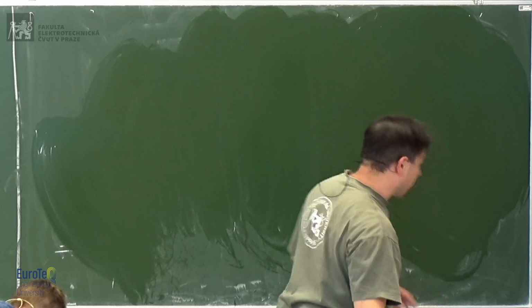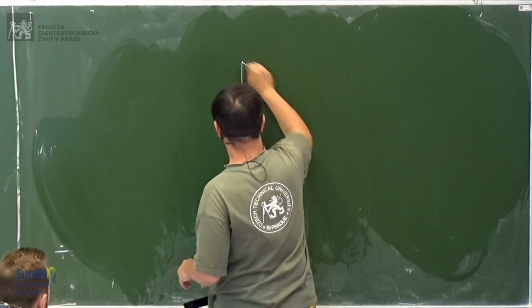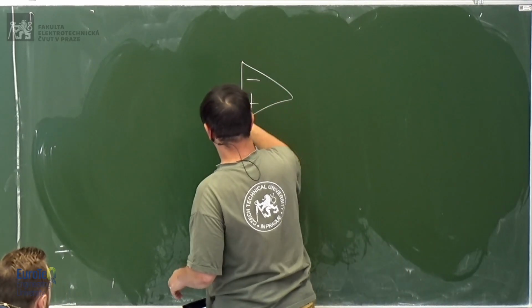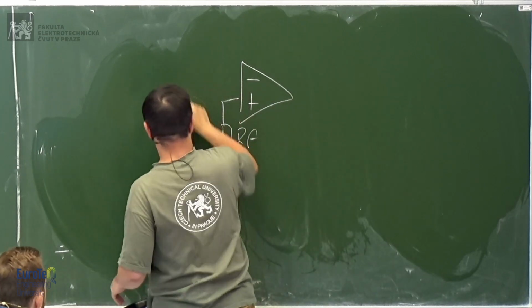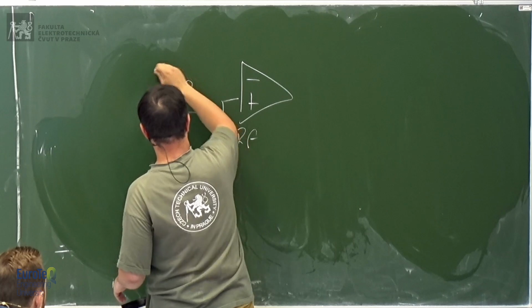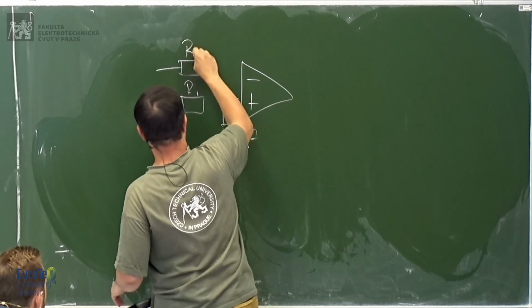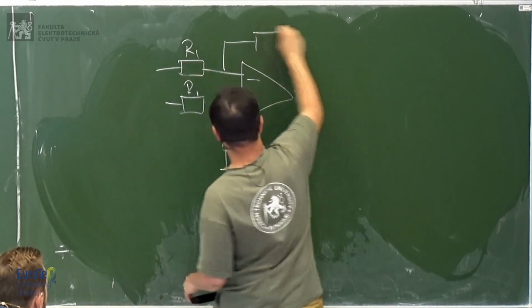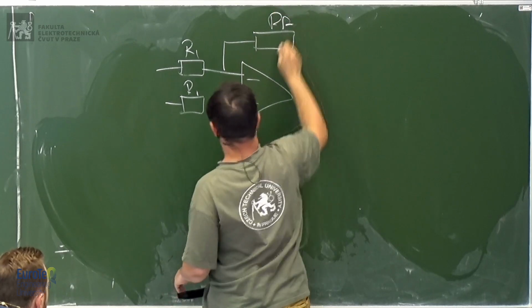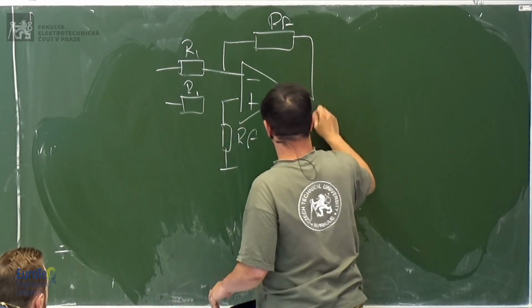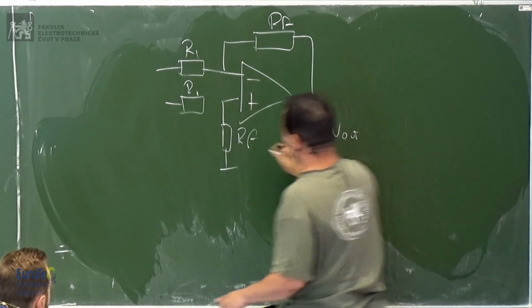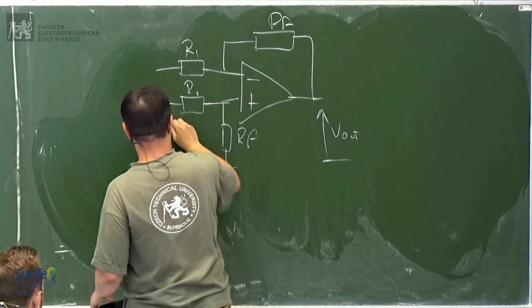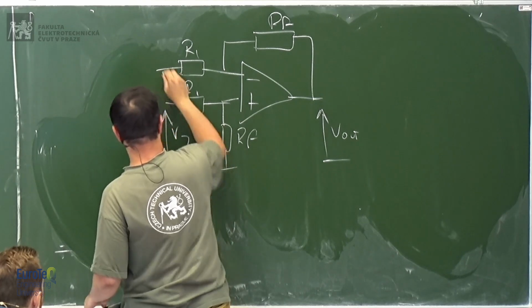So we had two sources, V1 and V2. Here is RF. Here is R1. R1. RF. Here we have V out. This is V2.